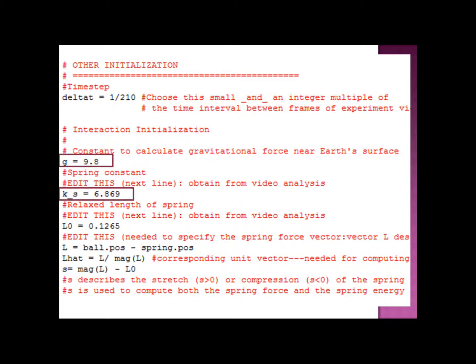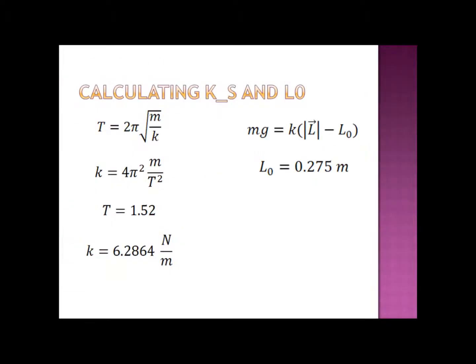Here, the spring constant and the relaxed length of the spring are calculated using these equations here. T is the period of oscillation, which was calculated from the graph from the tracker file, and the initial length of the spring was 0.7 meters, which was given. From these values, I was able to calculate the spring constant and the relaxed length of the spring, and it was just a matter of manipulating the equations.